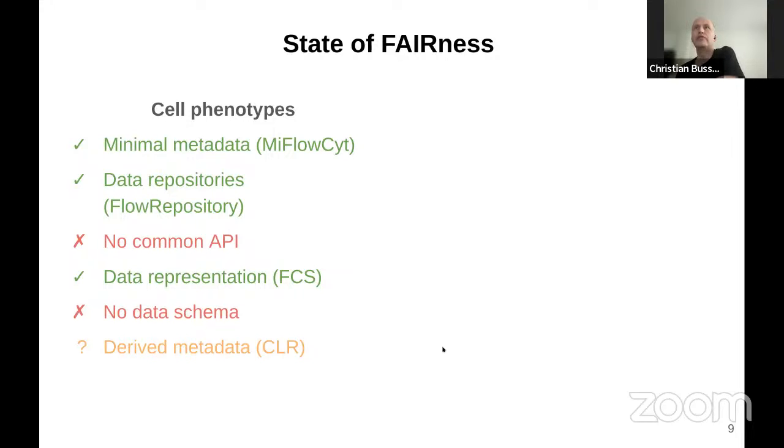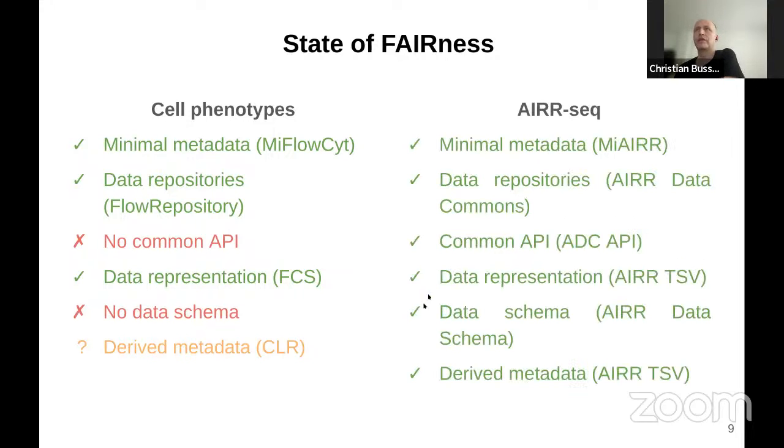Okay, if we compare this with what AIRR-seq can provide, there we have the AIRR community as a small but international group of people who has been working on standardization since 2015, 2016. We have a minimal metadata standard, which is called MiAIRR, which was published at the end of 2017. There is a set of data repositories, which is called the AIRR Data Commons.